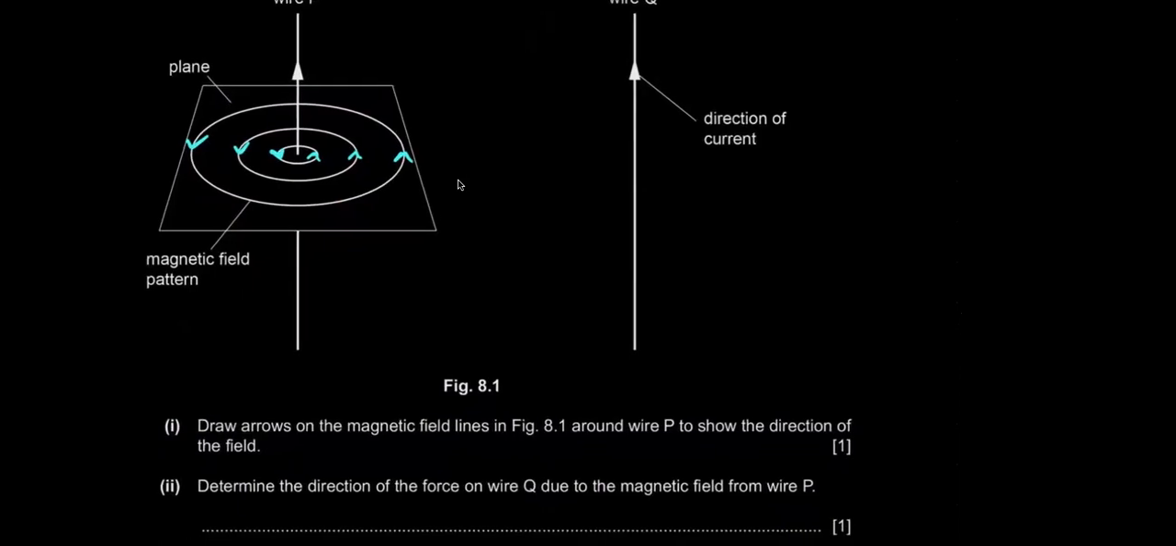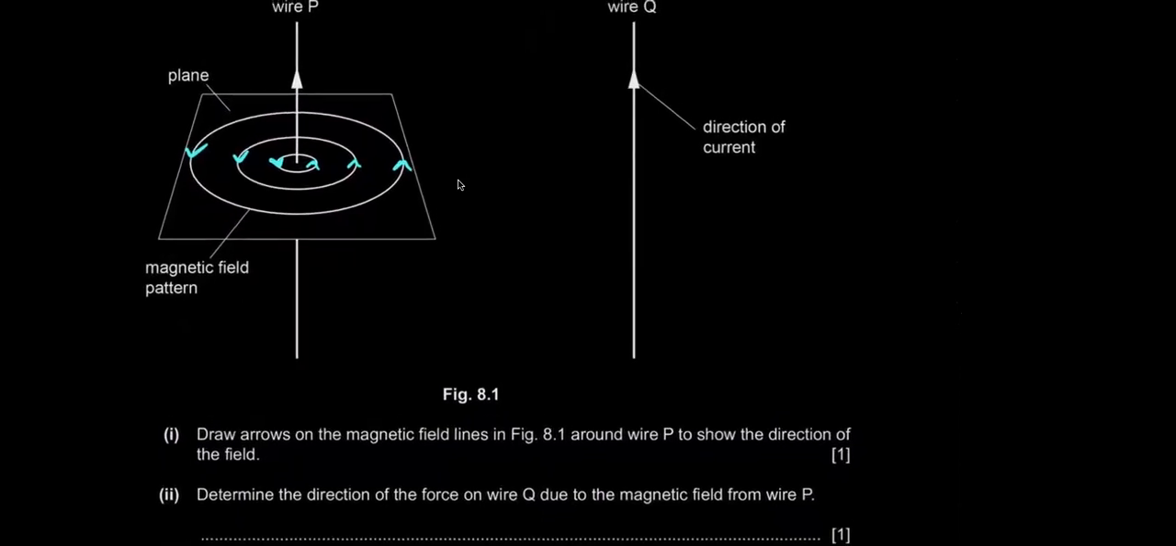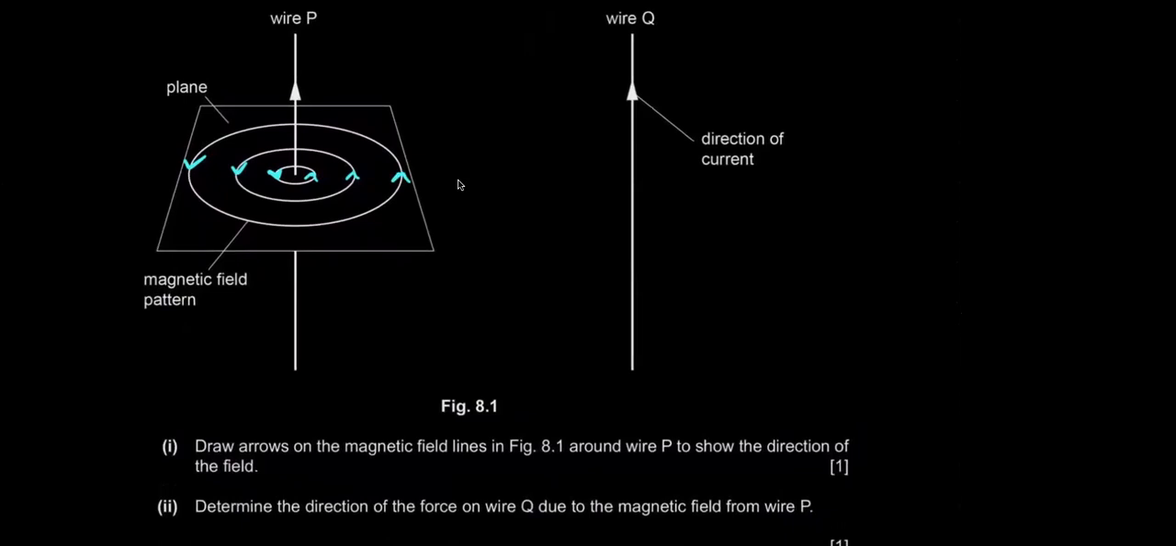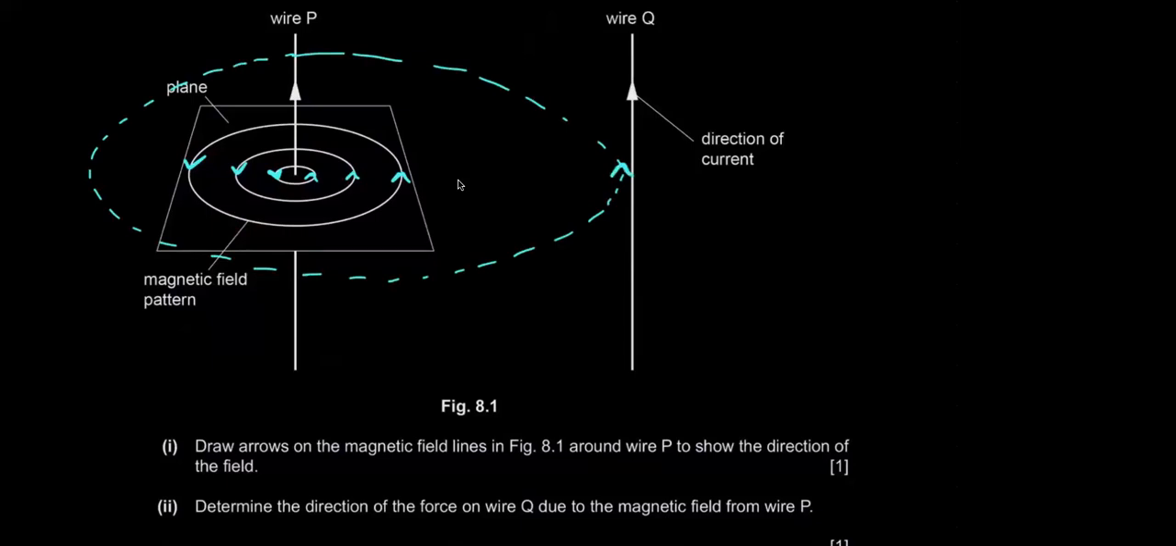Determine the direction of the force on wire Q due to the magnetic field from wire P, right? So from wire P, this is the magnetic field line which is acting. So if I make a really long field line, at this position, not exactly like this, but let me draw it like this. So this is how the fields would be. So if I think about this, the field at this point would actually be into the paper, right?